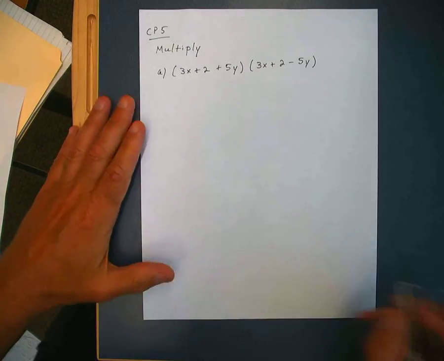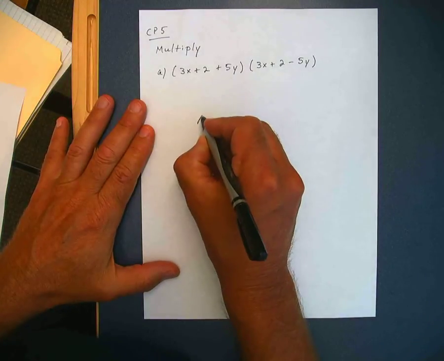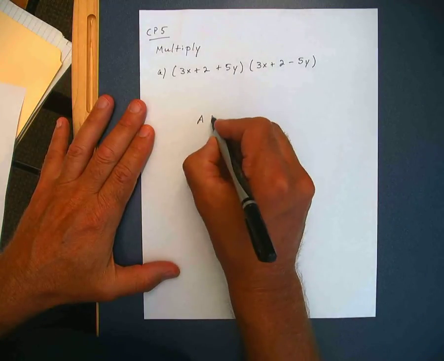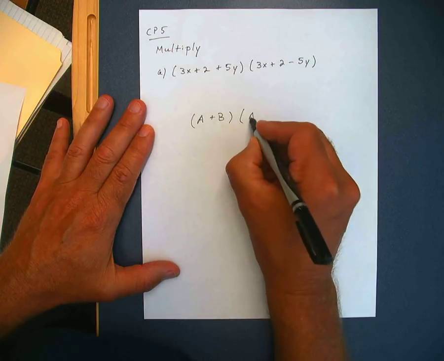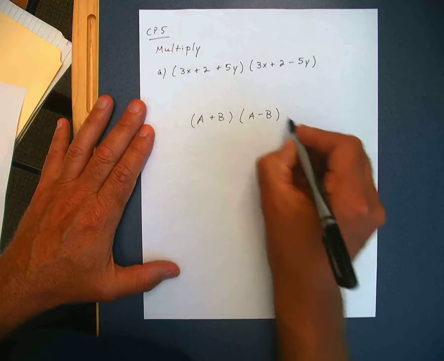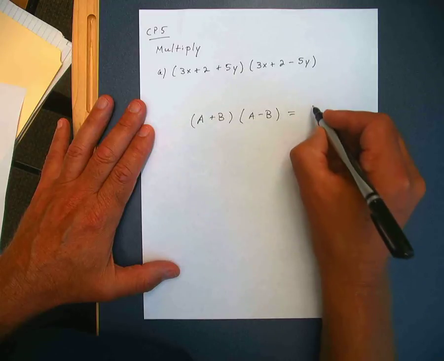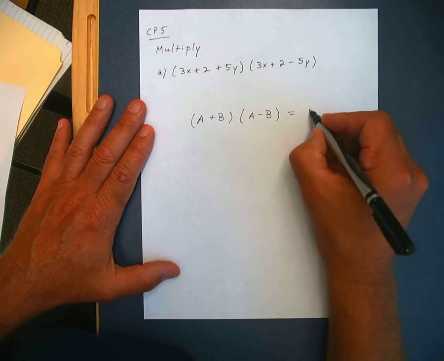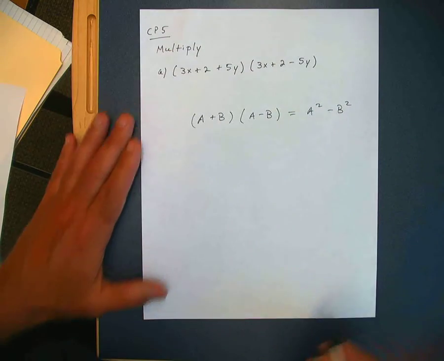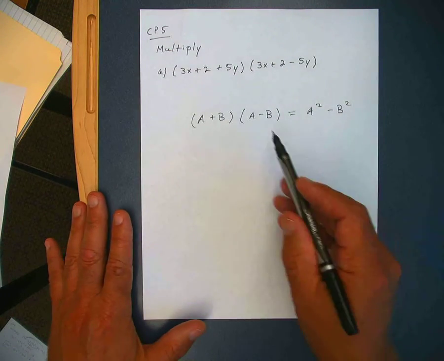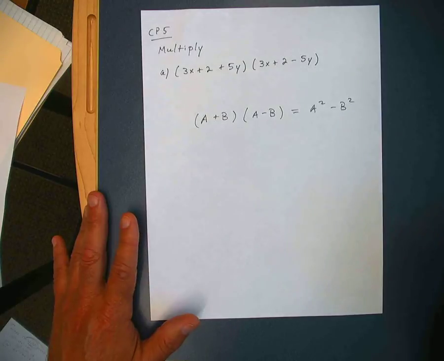One of the patterns we have is if you have a number or term plus another term in a binomial multiplied by the difference of those terms, that turns out to be, after you've done the simplification, a squared minus b squared. It looks to me like we can apply this pattern to the polynomial up here.